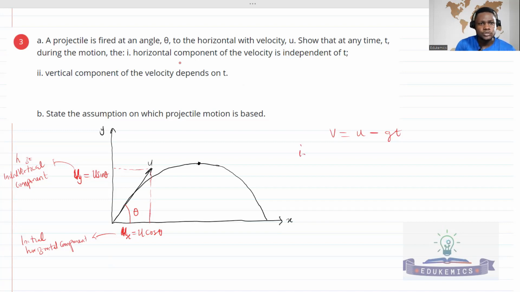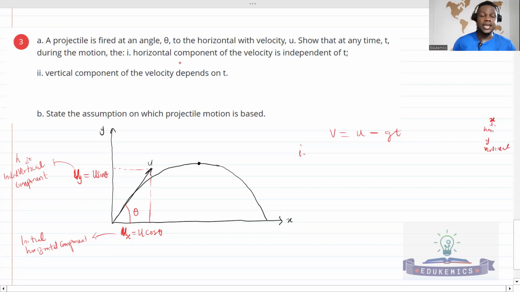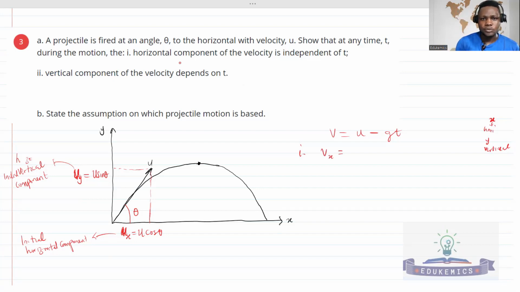Now, what the question is asking us to do is to prove that the final horizontal component of the velocity is independent of time t. I use x subscript to represent anything horizontal, and y subscript to represent anything vertical. So take note of my representations. I'm using Vx to show the final horizontal component of the velocity.